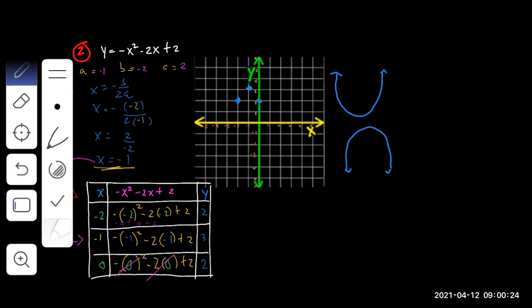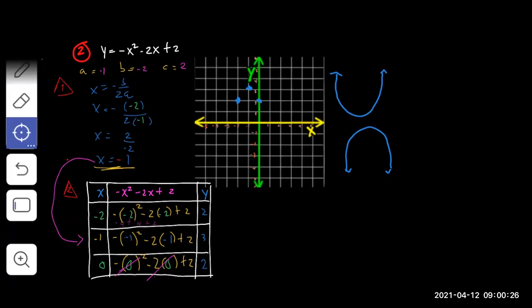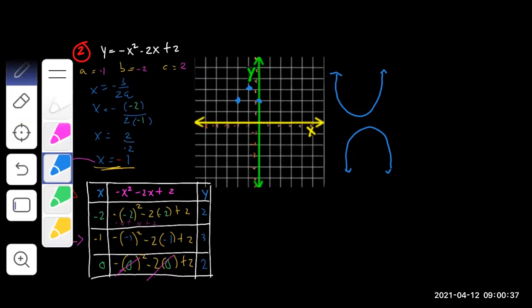Okay, guys? And I got the 3 points. Just by looking at these points, how is the graph going to be? Is it going to be opening up or opening down? Down. Excellent. It's going to be opening down. Exactly. That's completely correct. Okay, let's make the graph.